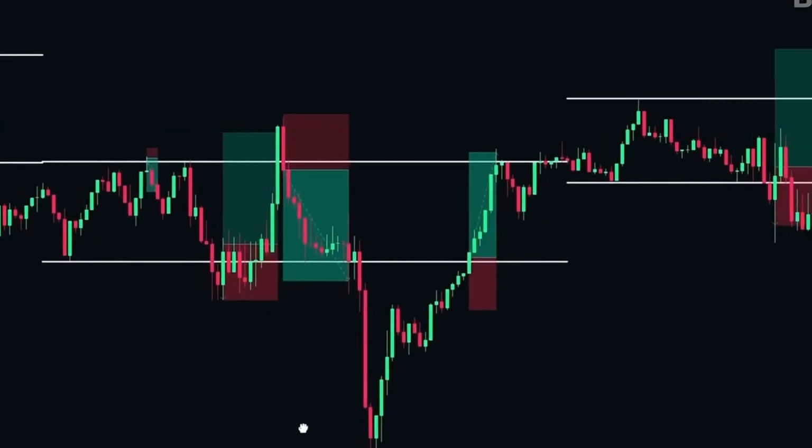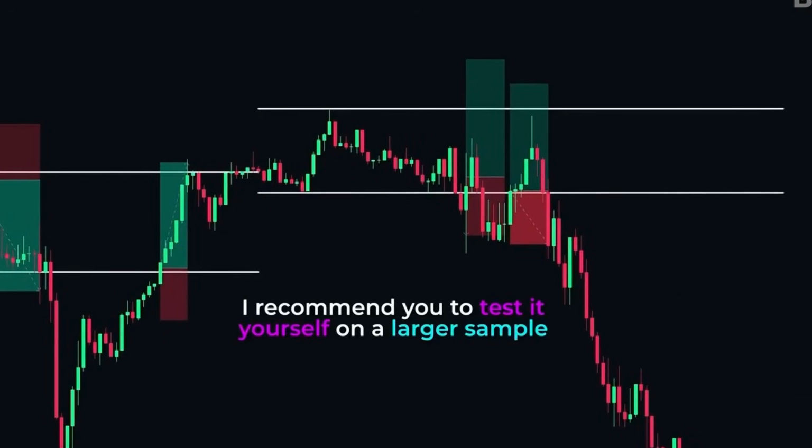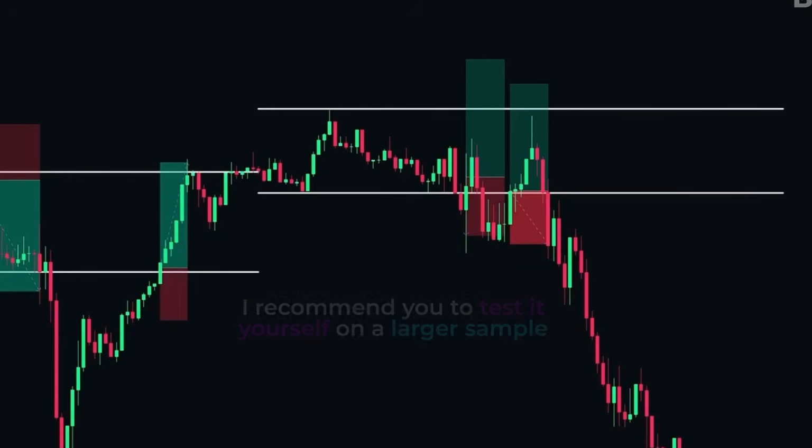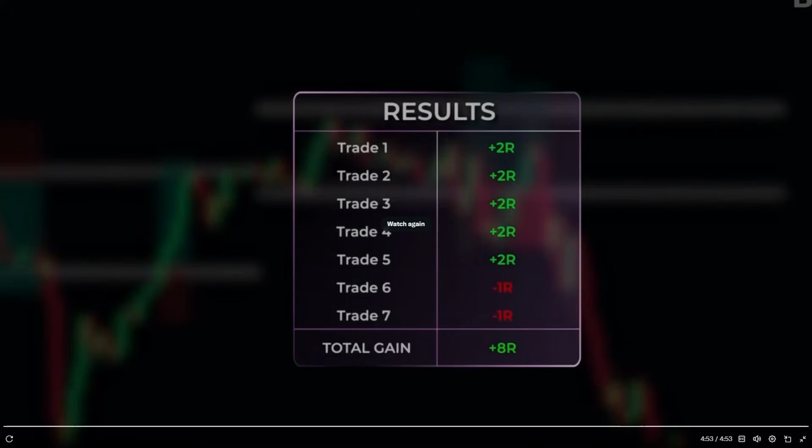Now, of course, if we want to get a more accurate performance, we would need to backtest using way more than just 7 trades. So I definitely recommend you test it yourself on a larger sample. But the point of this is just to show that even with using just the basic version of the system, it can achieve profitability in real trading scenarios.